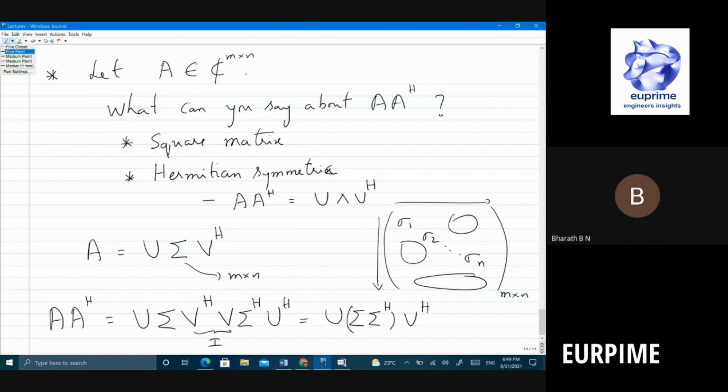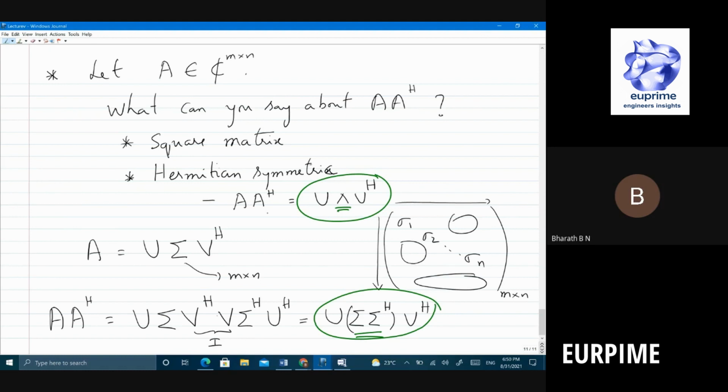Now, if you compare, for example, this with this, what can you say? So the U that you have here in singular value decomposition is the U that you have for the eigenvalue decomposition of A Hermitian, right? So what's there in the diagonal here? It's a diagonal matrix, right? Lambda, M cross M. The diagonal entries are the eigenvalues. But what do you have here? It's like sigma 1 squared, sigma 2 squared, sigma 3 squared and so on. So the squares of the singular values will be the eigenvalues of A Hermitian, okay? The squares of the singular values of A will be equal to the eigenvalues of A Hermitian, okay?